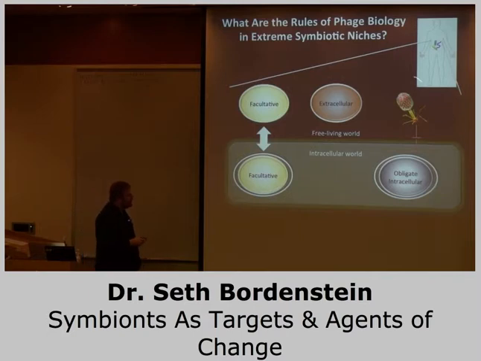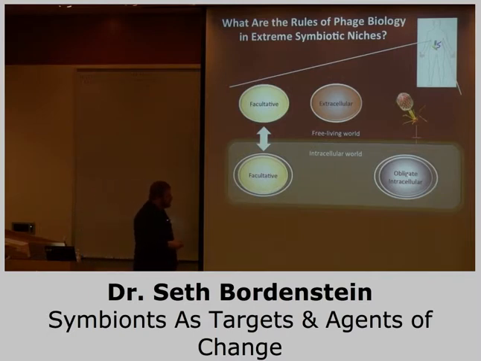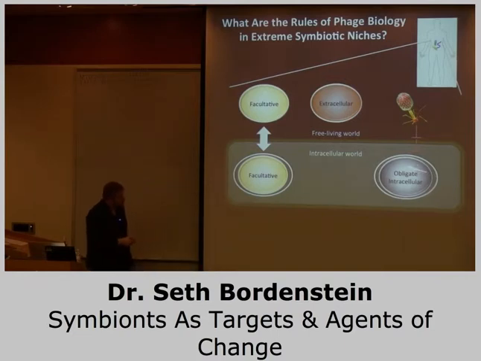There are two barriers to phage invasion for an intracellular bacteria. The first is that the phage has to get through the host cell. The second barrier is that the phage has to get through the obligate intracellular membrane. So there's a host membrane and then the membranes of the obligate intracellular bacteria.